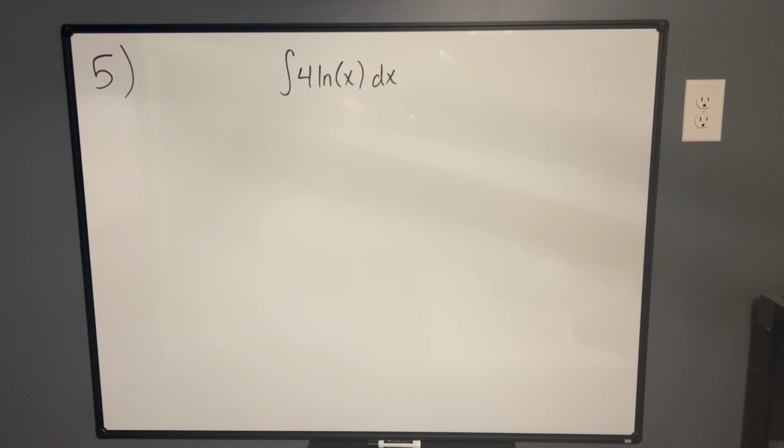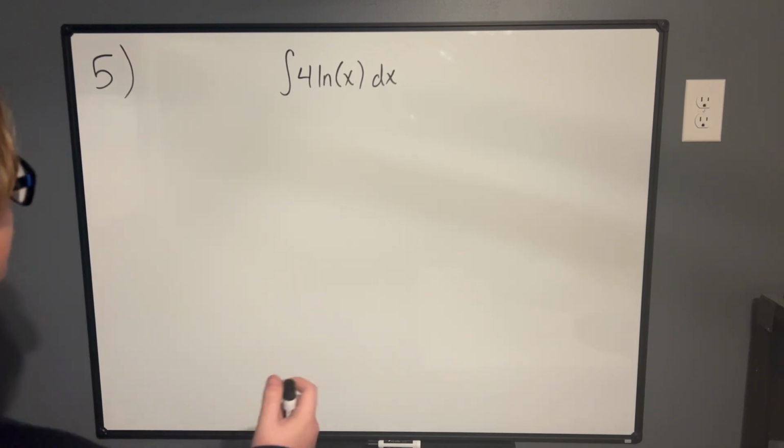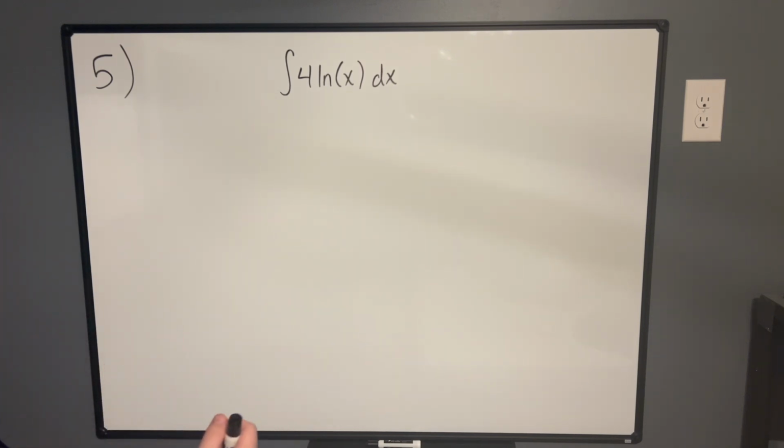All right, so here's our 5th integral. So this is the integral of 4 times the natural log of x. Now, if you've seen this integral before, you know it's not too hard. The difficult part is knowing the trick. If you don't know how to start this one, you may be stuck for a little while. The trick here is actually integration by parts.